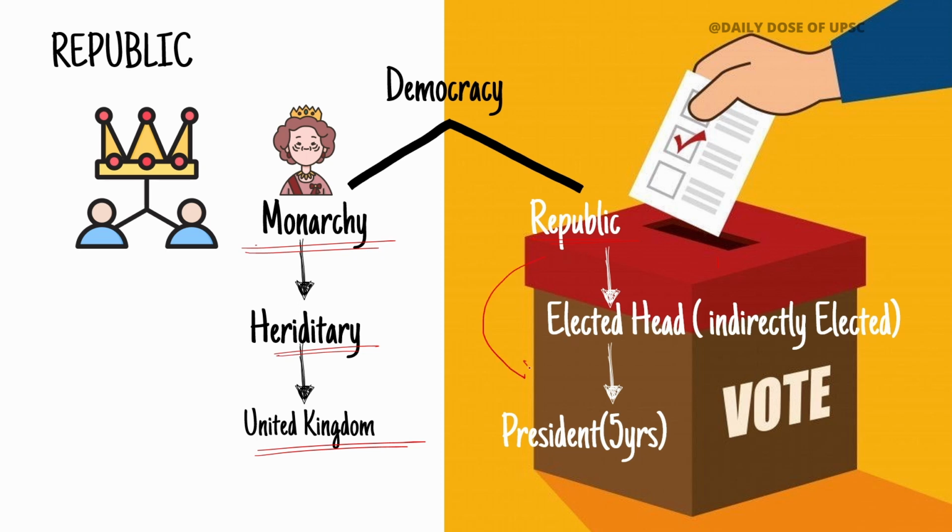In India, the head of the state is the President, for a term of 5 years. After 5 years, he needs to seek his power from the people indirectly.